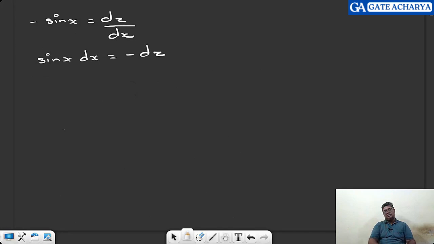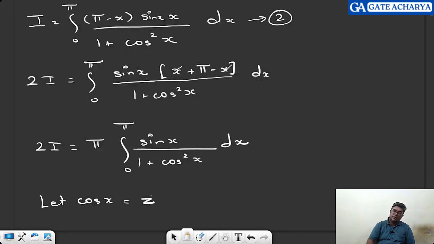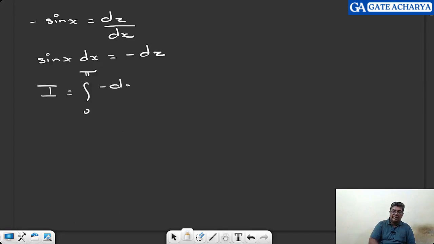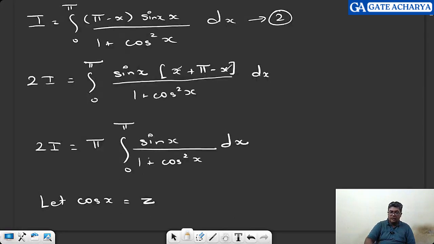Okay, so now let's substitute. So 0 to pi. Again, normally I don't change the variables. I told you that's my approach. So next, the cos x function will become z, and sin x dx will become dz, that is technically minus dz. Minus dz divided by 1 plus cos square x, cos x is z, so 1 plus z square.